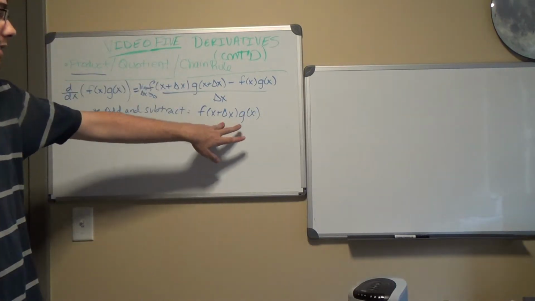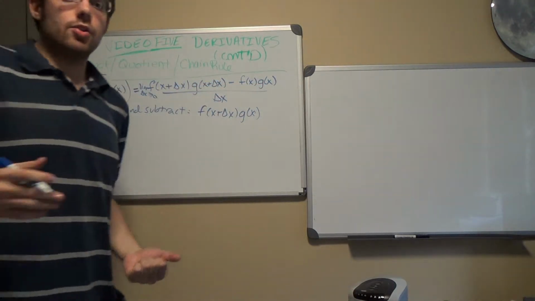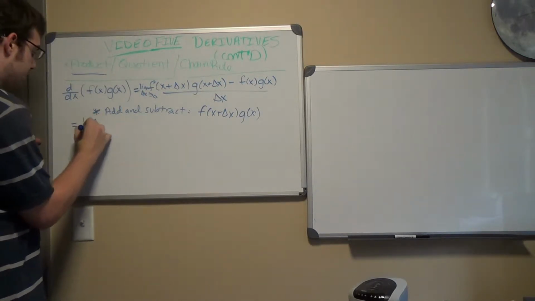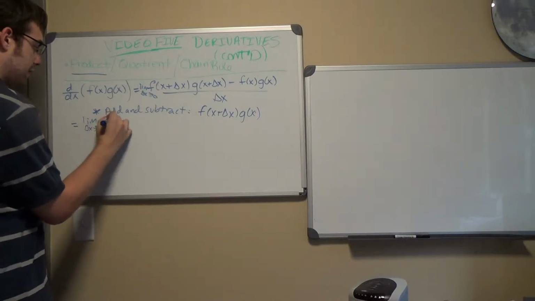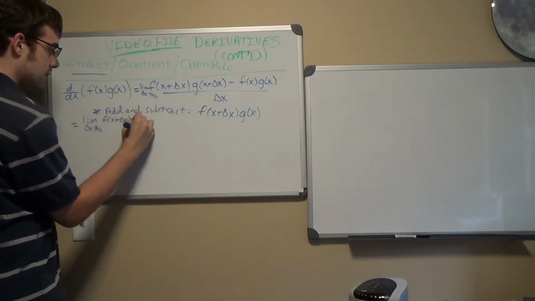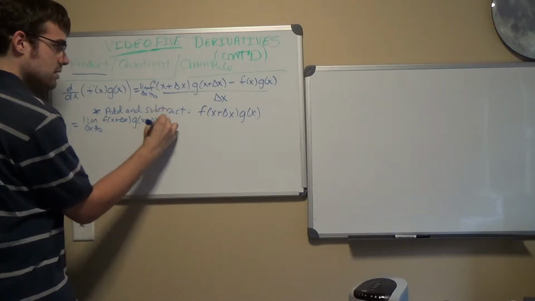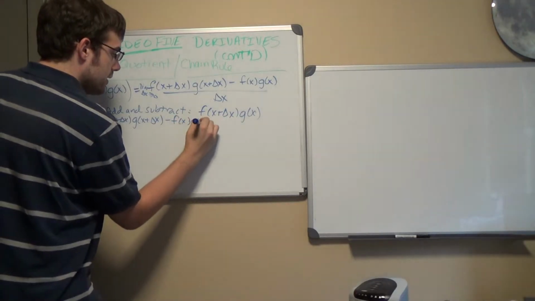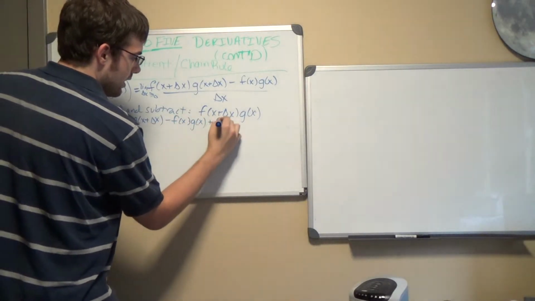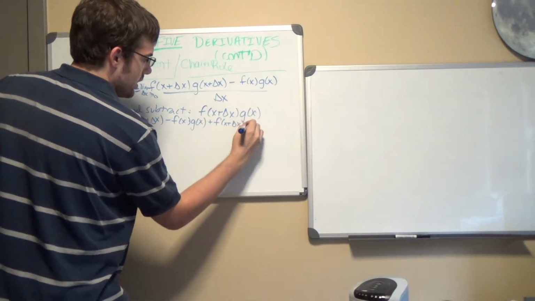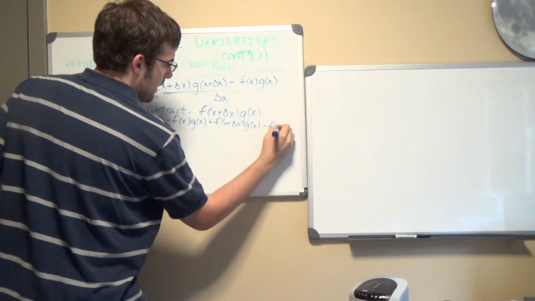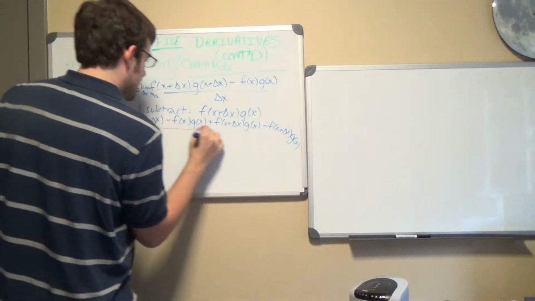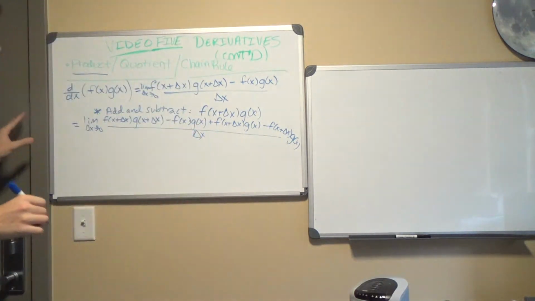We're basically adding 0, but we're adding and subtracting this to the numerator, and you'll see why in a second. So this equals the limit as delta x approaches 0 of f of x plus delta x times g of x plus delta x, minus f of x g of x, plus f of x plus delta x g of x, minus f of x plus delta x g of x, divided by delta x.